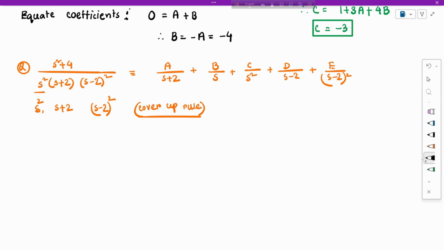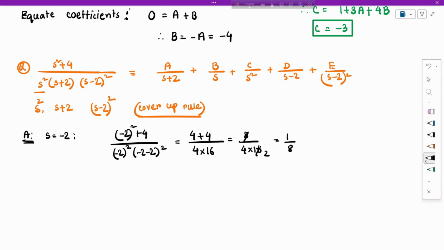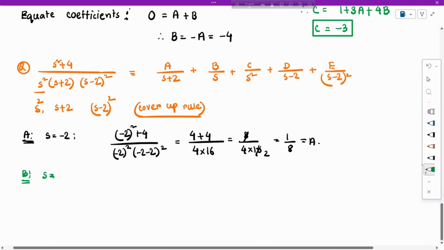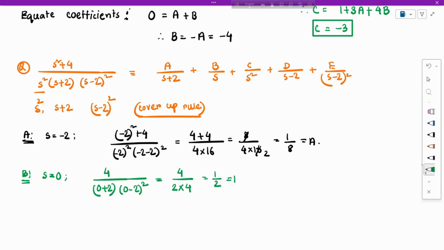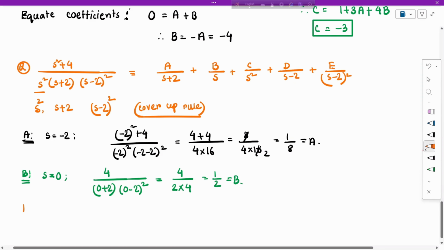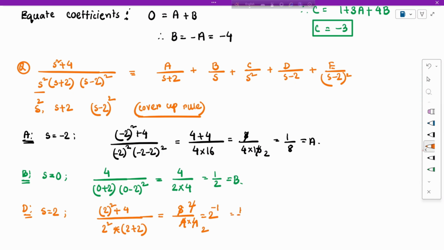Okay, so the drill is like the previous one. First we plug in s equals negative 2 in the expression, so we get the value of a. A is equal to 1 over 8. In order to find the value of b, we have to plug in s equals 0 on both sides of the equation. So the value of b is half, and in order to find d, we have to plug in s equals 2 on both sides of the equation. Alright, so the value of d becomes 1 by 2.